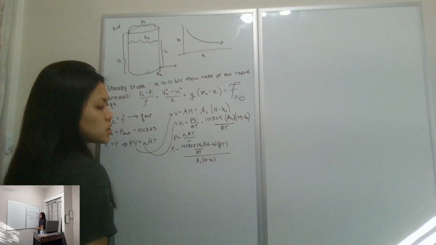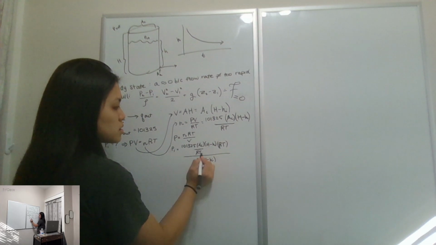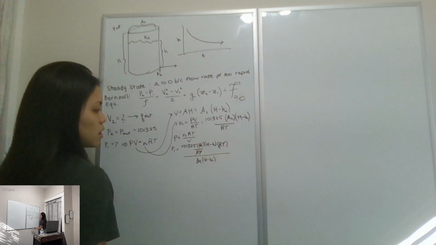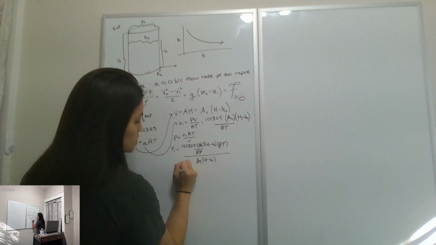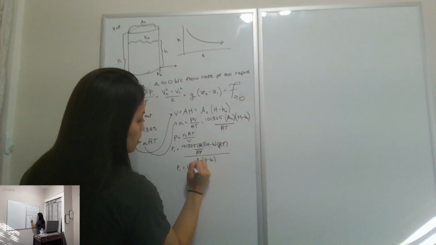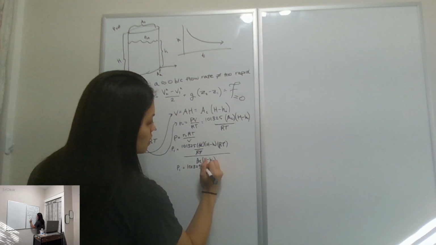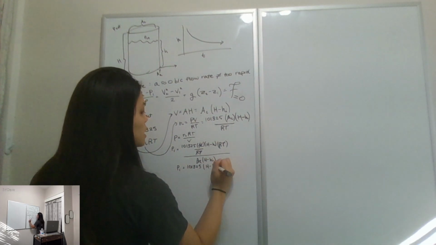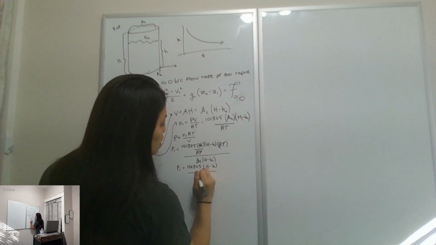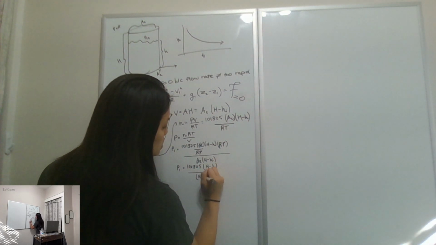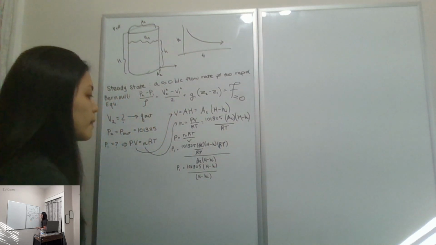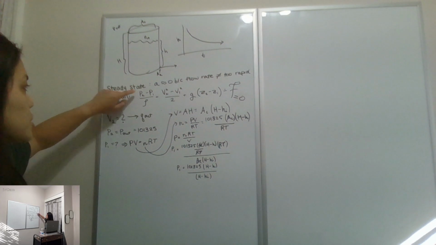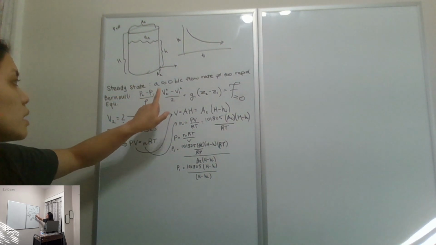So crossing out like terms, we can cross out the gas constant R's, the temperatures, the cross-sectional area. So that leaves us with the pressure at position 1 is equal to 101,325 times the height of the tank minus the height of the fluid, all over the height of the tank minus the initial height of the fluid. So that gives us our pressure. So we have our pressure at position 2, pressure at position 1.